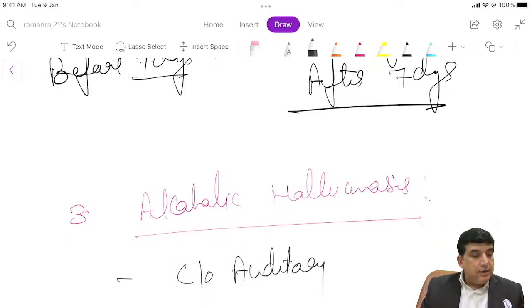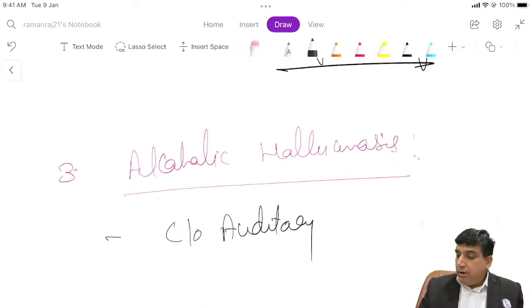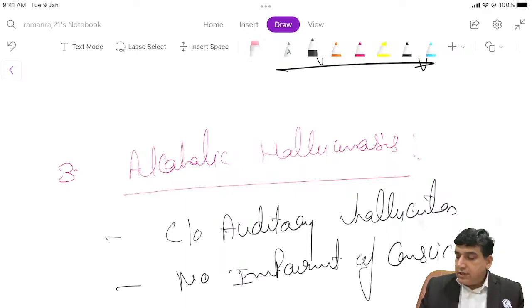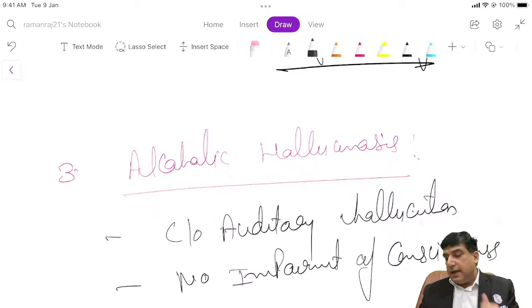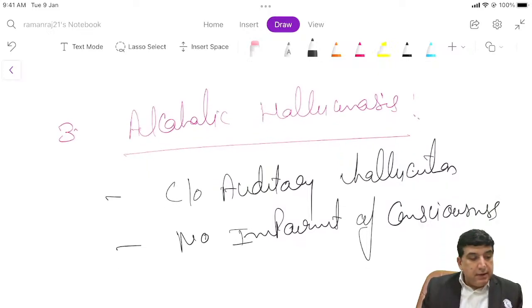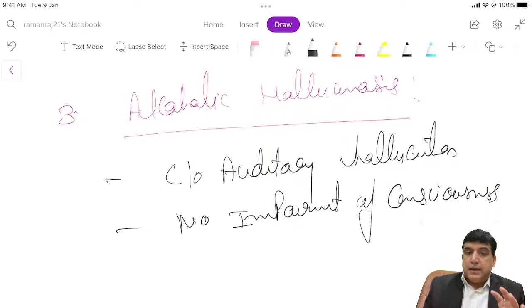Auditory hallucination, no impairment of consciousness. We can have auditory hallucination in alcohol withdrawal delirium also, and in alcoholic hallucinosis also. But in alcoholic hallucinosis we don't have impairment of consciousness, while we have impairment of consciousness in delirium. If you have any query in between, please let me know. So these are the complicated withdrawal symptoms.